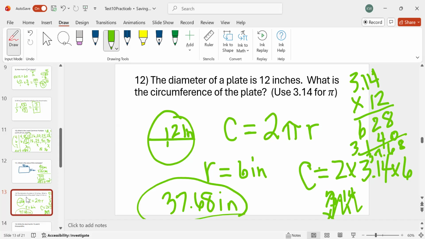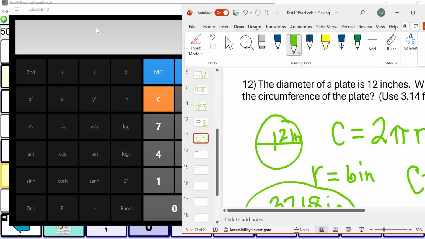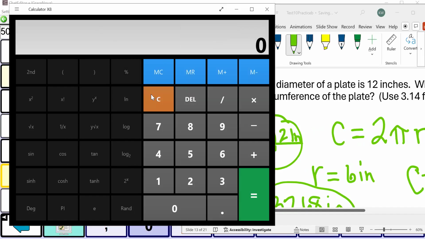Okay, so let's see what it is with the calculator. All right, 2 pi r is our equation. Let me clear this out. We have 2 times pi, which I'm going to put in parentheses here, 3.14, times the radius, which is half of the diameter. So I'm going to put that in parentheses. If the diameter is 12, I've got to divide that by 2.